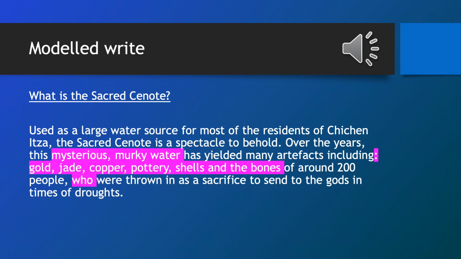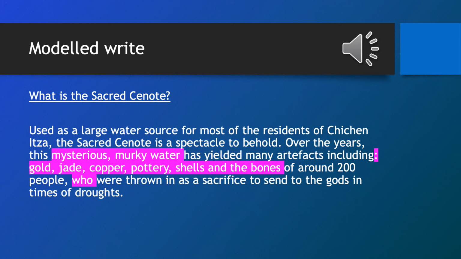And it starts, used as a large water source for most of the residents of Chichen Itza, the Sacred Cenote is a spectacle to behold. Over the years, this mysterious murky water has yielded many artifacts including gold, jade, copper, pottery, shells, and the bones of around 200 people who were thrown in as a sacrifice to send to the gods in times of droughts.